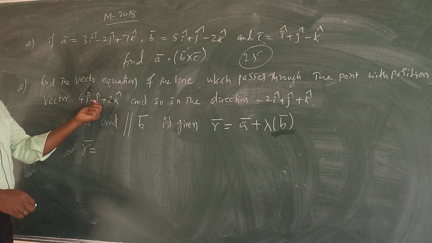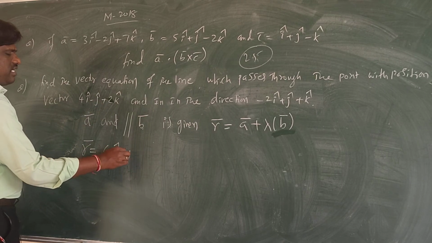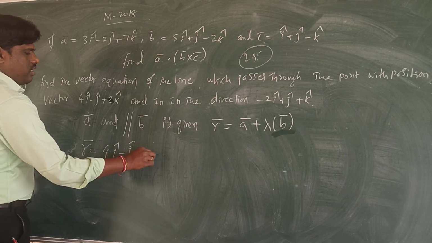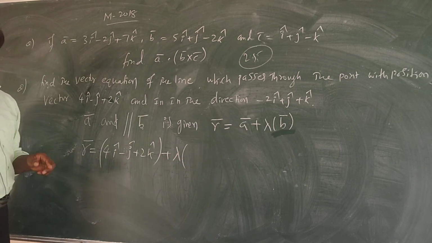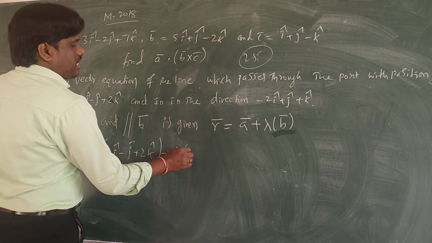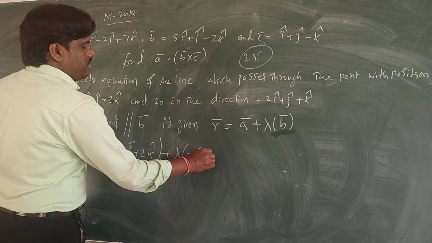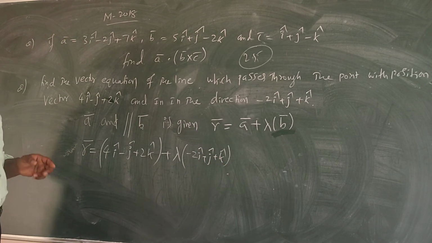4i minus j plus 2k. So I can write 4i minus j plus 2k cap plus lambda times B vector. Parallel is given, so parallel direction is the same. Parallel means direction is given. So lambda times minus 2i plus j plus k is the answer. This is the answer. They asked for 2 marks for this one.